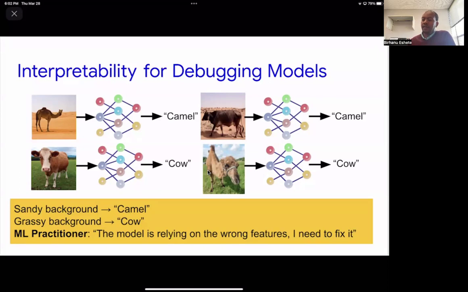It turns out that the model is associating sandy background with camels and grassy background with cows. For a machine learning practitioner, it is pretty clear that the model is relying on the wrong features. Therefore, the practitioner would have to fix this model. And this interpretability of the model would serve as a debugging assistant. So that's one concrete reason or use case for interpretability of machine learning models.